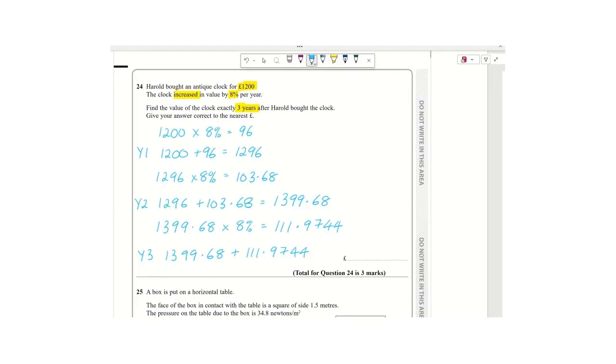And remembering then that money can only have 2 decimal places. So what my calculator tells me is this number, but I only want 2 decimal places. And because that is a 4, which is the number that we don't round up, we're going to round it down. So I'm going to have £1,511.65 as my answer for that question.